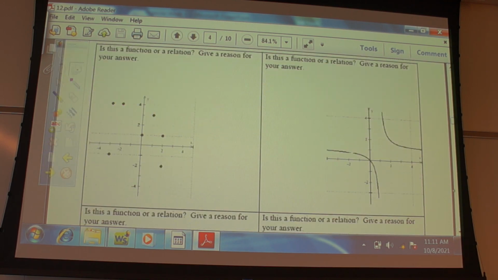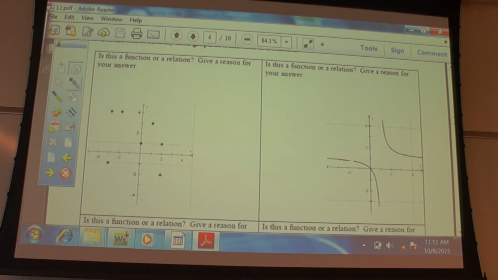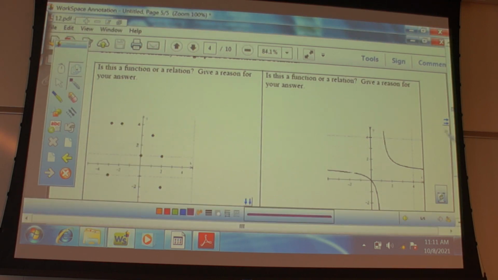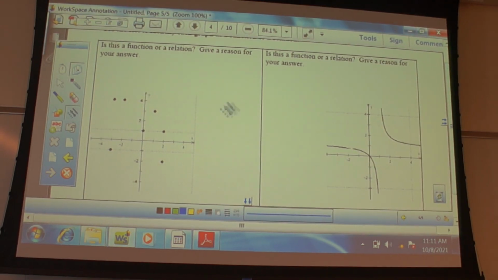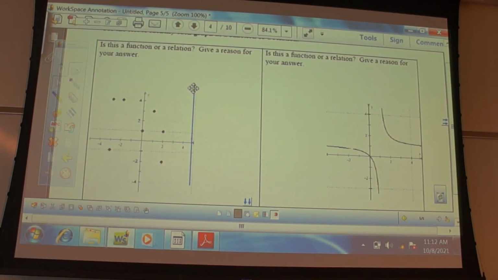Have I talked to you guys about one-to-one already? Have we discussed the horizontal line test? No, okay. So, first question: is this one a function or relation? I draw my vertical line and move it around. Is there any spot where this line hits the graph more than once? Yeah, two spots actually. Here.